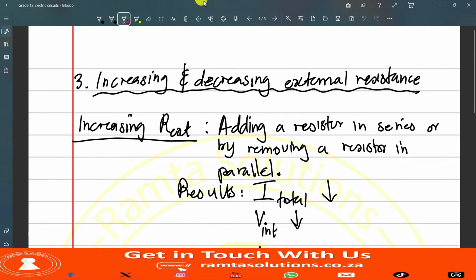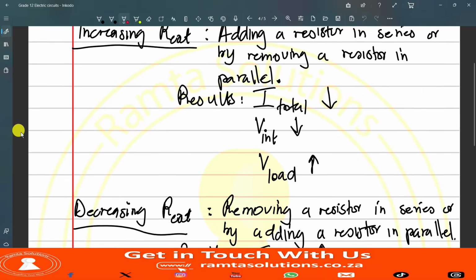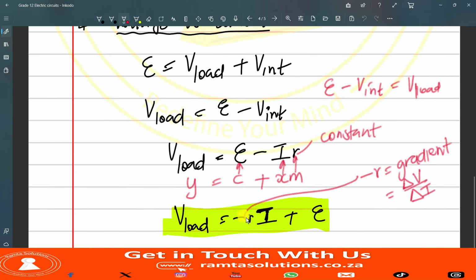Indeed, it appears as a negative because from this formula here, we can see that it's a negative slope. So the value that you get there will be negative, and when you place it here, it'll give you everything that you need. So that value is your internal resistance. Perfect.